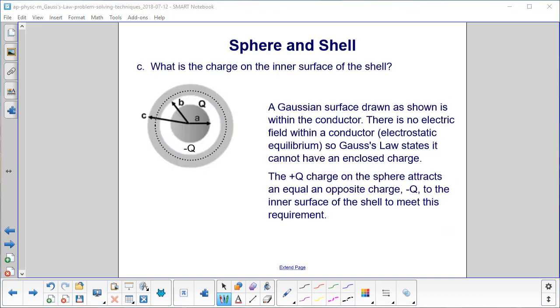What is the charge on the inner surface of the shell? We've actually already done this, but let's do it again. We draw a Gaussian surface in the conducting shell here, and there is no electric field within a conductor. That's one of the conditions of electrostatic equilibrium. So Gauss's law states that it cannot have an enclosed charge. But there is a plus Q here on the sphere, so what does it do? It polarizes the shell, and it brings in a negative Q for the inner surface so that the enclosed charge by that Gaussian surface is 0. So the charge on the inner surface of the shell is negative Q.